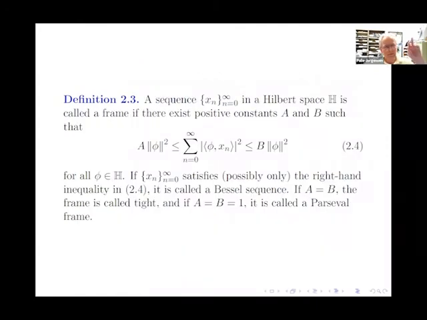I saw from the list of participants that every one of you probably saw frames in kindergarten as well. And so here's the definition, and it refers to a Hilbert space. And if you have a sequence of vectors in a Hilbert space, and if you have two constants A and B, and if A is positive, then you say you have a frame and a frame expansion. And if A is equal to B is equal to 1, call it a Parseval frame.